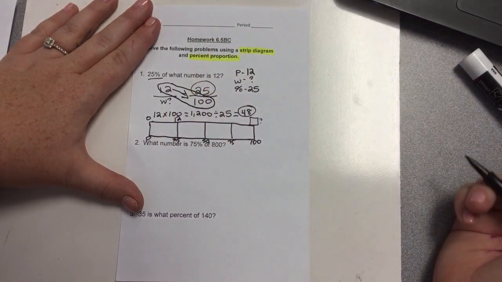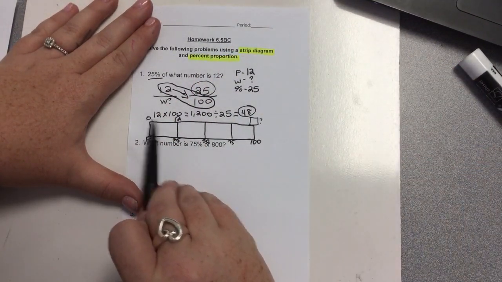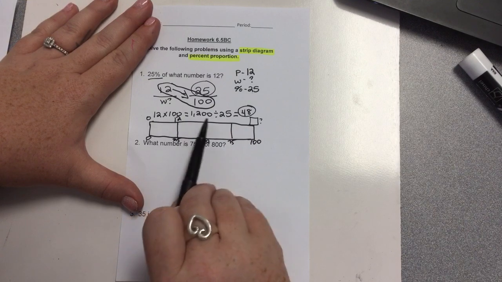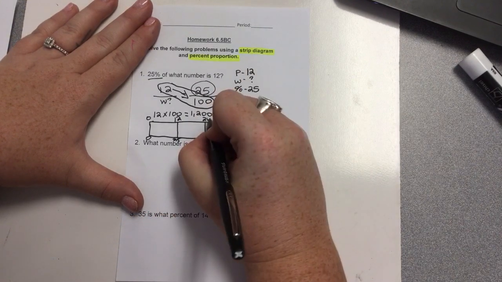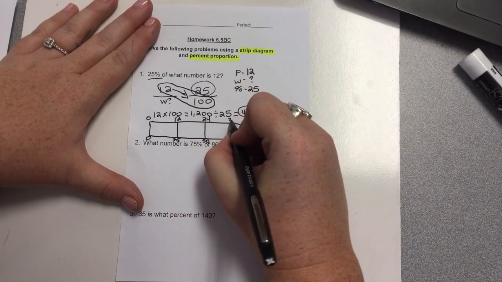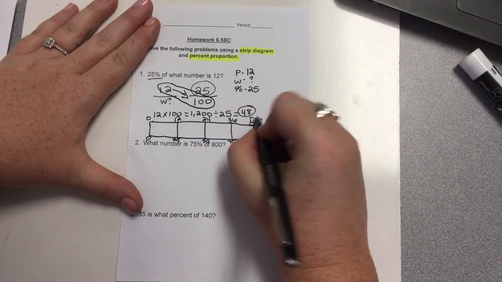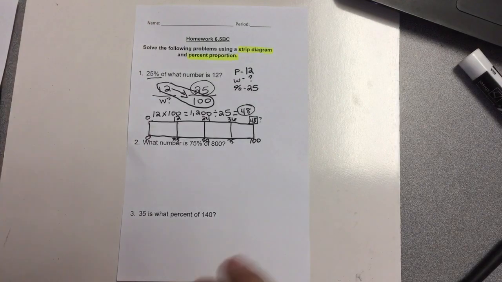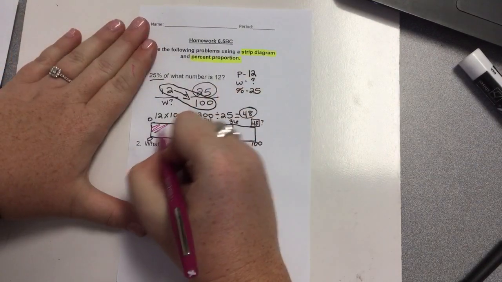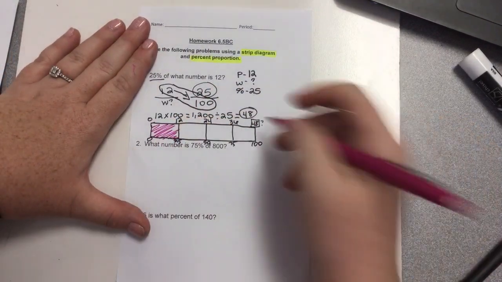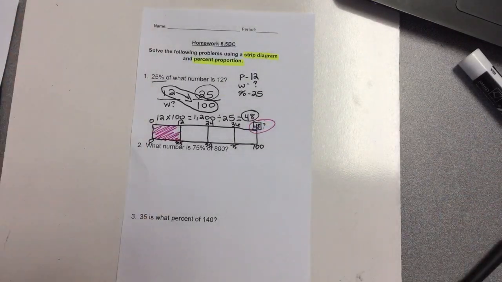So 12 goes here. Then I know that I'm counting from 0 to 12 here. Then I have to count 12 plus 12, which is 24. 24 plus 12 is 36. Then 36 plus 12 is our answer, and that is 48. And then if you shade in 25% of 48, your answer should be 48.